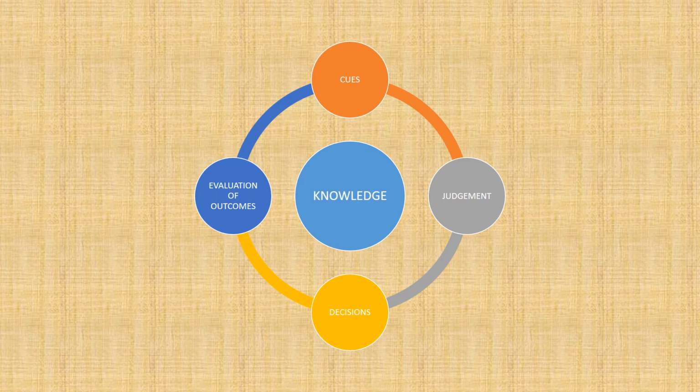Judgment refers to evidence supporting your actions. You need to look at what could be happening. What is the background information? Decisions refers to how can we help the mother in this situation? What action should we be taking?